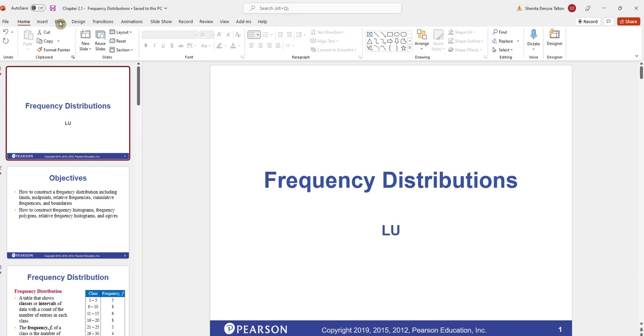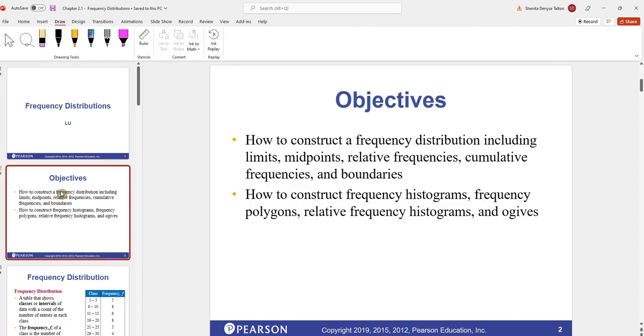In this video, I will talk about frequency distributions. We're going to learn how to construct a frequency distribution including limits, midpoints, relative frequencies, cumulative frequencies, and boundaries. We're also going to talk about how to construct frequency histograms, frequency polygons, relative frequency histograms, and ogives. Some of this I will talk about in a separate video, but right now I'm going to talk about frequency distributions.